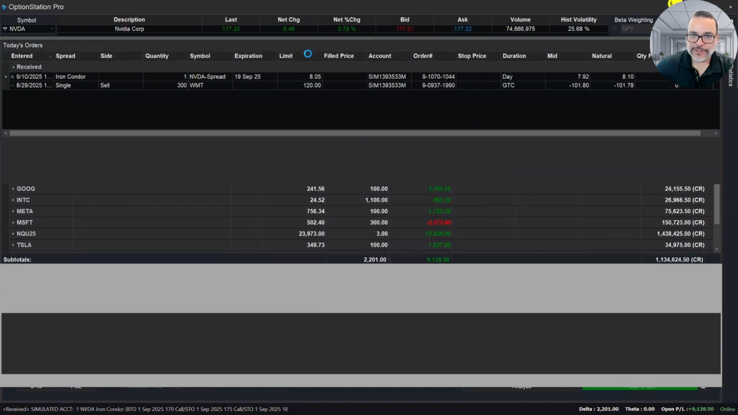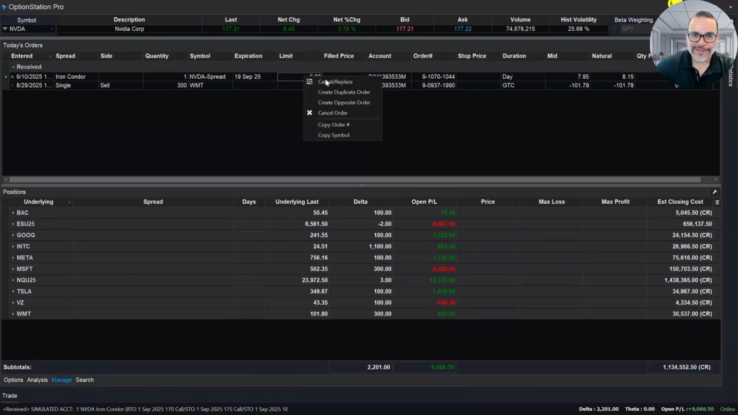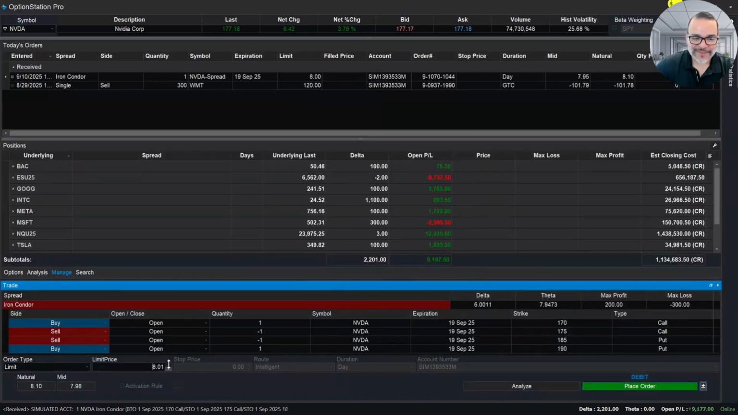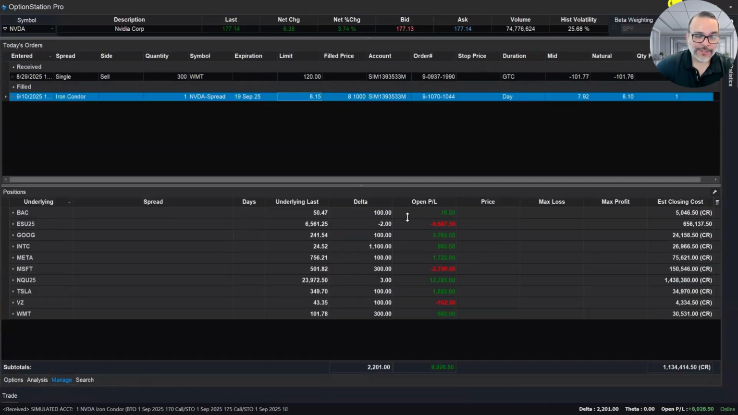Place the order. Actually, I wanted to go the other direction. Cancel, replace. I just want to make sure that I get filled. So I went the opposite direction. I'm going to go here to 815 and place the order. Filled. So I do get filled.